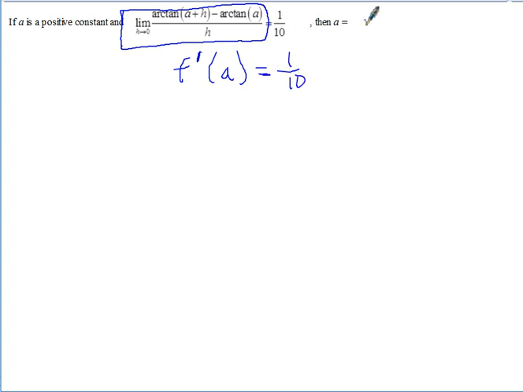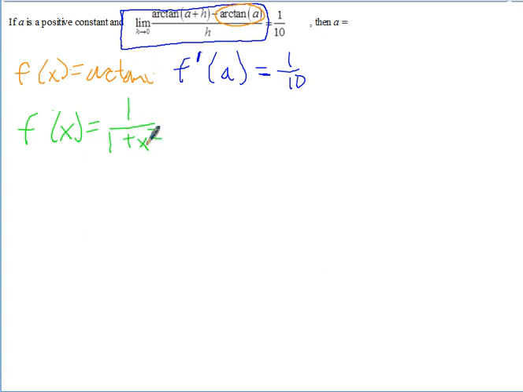Based on that, we'll figure out what a is. So let's figure out what the function would be first. Right here, except it would have had x first before it. So f of x would be arctangent of x. Then when you take the derivative of arctangent, that's 1 over 1 plus x squared. But in this case, we've got a there. So f prime of a will be 1 over 1 plus a squared equals 1/10.